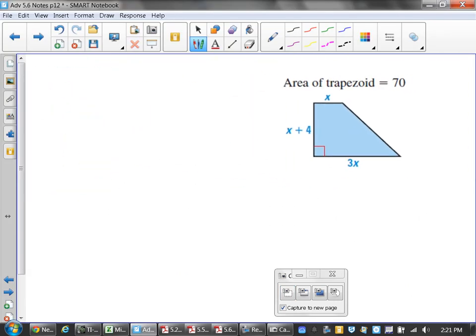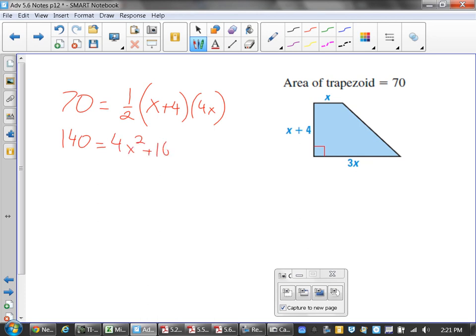So here, this is one where you have 70 equals 1/2 of x plus 4 times 4x. We okay with that? Now, multiplying it out, I'm going to get 140 equals 4x squared plus 16x. Everybody see how this is going to wind up with a nice problem to be able to complete the square with rather easily?